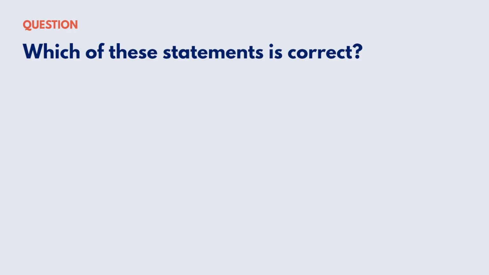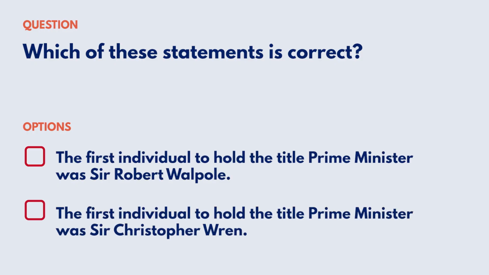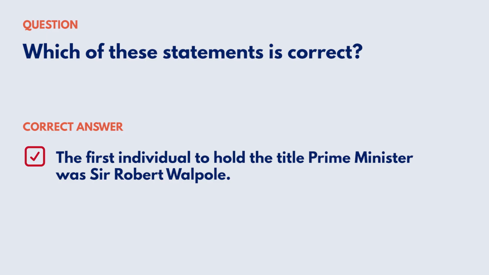Which of these statements is correct? The first individual to hold the title Prime Minister was Sir Robert Walpole. The first individual to hold the title Prime Minister was Sir Christopher Wren. Correct answer. The first individual to hold the title Prime Minister was Sir Robert Walpole.